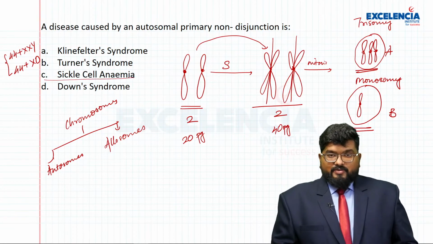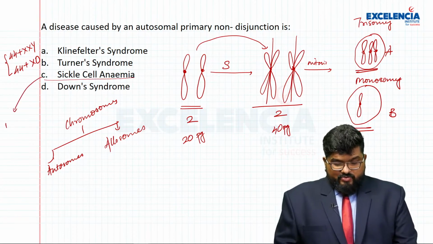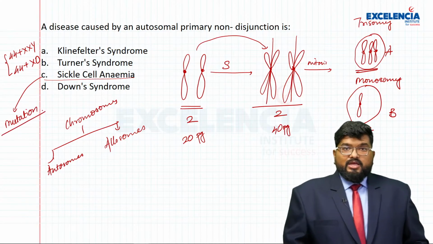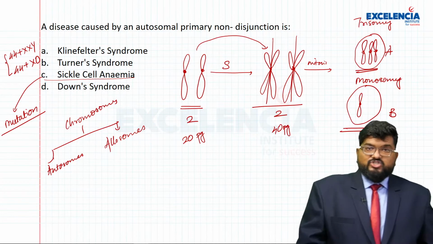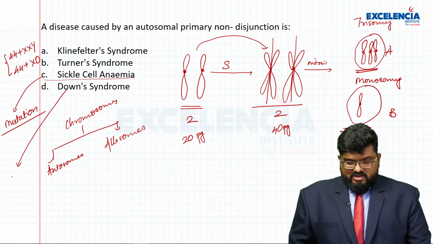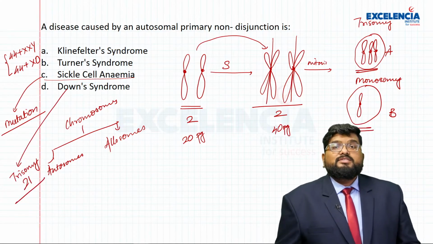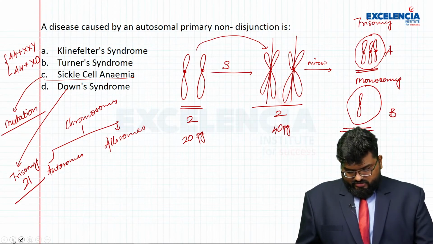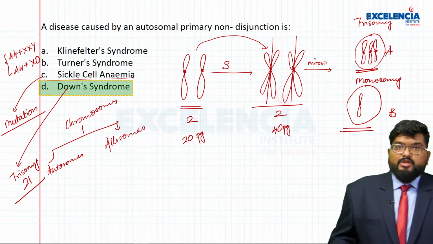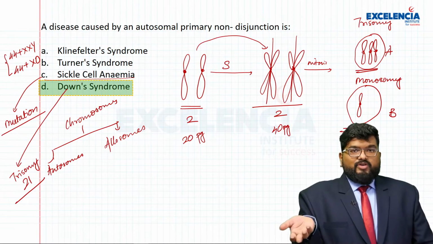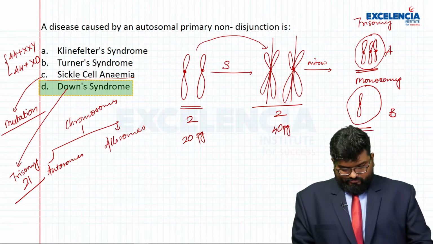Sickle cell anemia is a mutation, right? It's a transition mutation, whereas Down syndrome is trisomy 21. That is an autosomal condition. So what's my answer over here? Non-disjunction of the 21st chromosome during mitosis is going to give us Down syndrome.